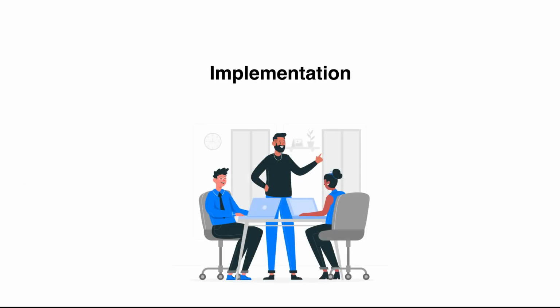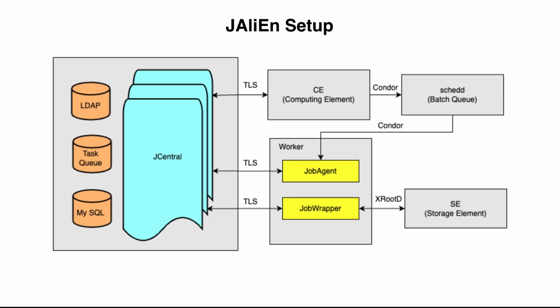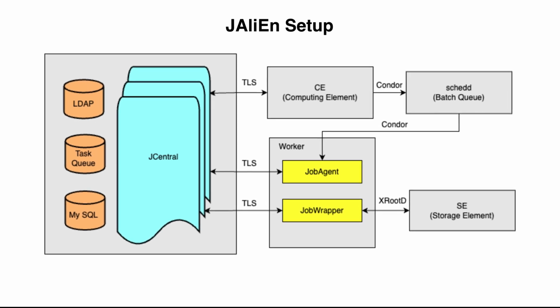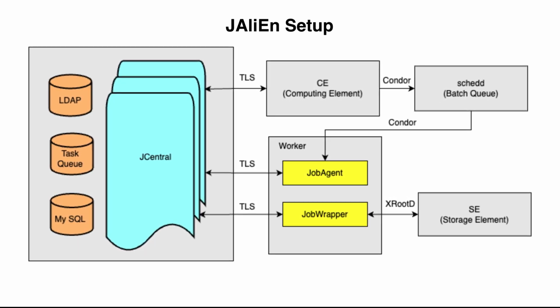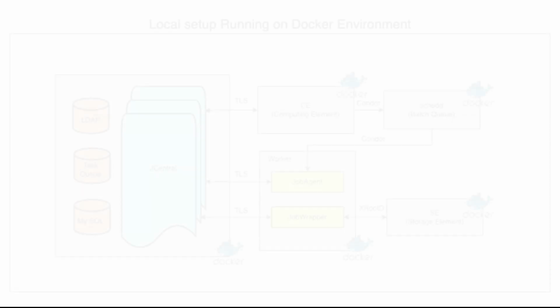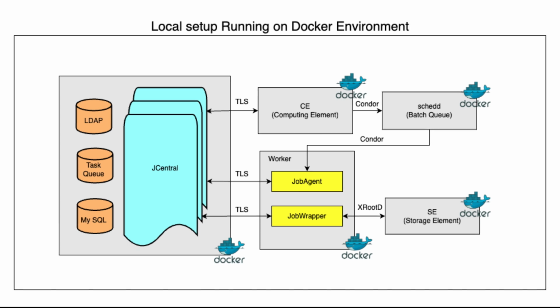We applied our methodology to emulate the CERN ALICE computing grid in a local environment to evaluate its job submission feature. We have identified JCentral, computing elements, SHED or batch queue, storage elements, and worker nodes as essential components to evaluate the targeted feature. To emulate these components locally, we are using separate Docker containers for JCentral, computing element, SHED, storage element, and a worker node.